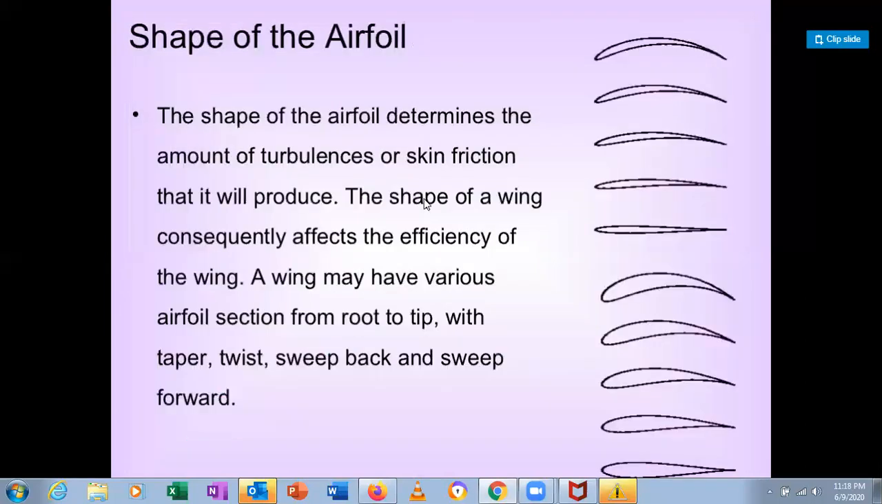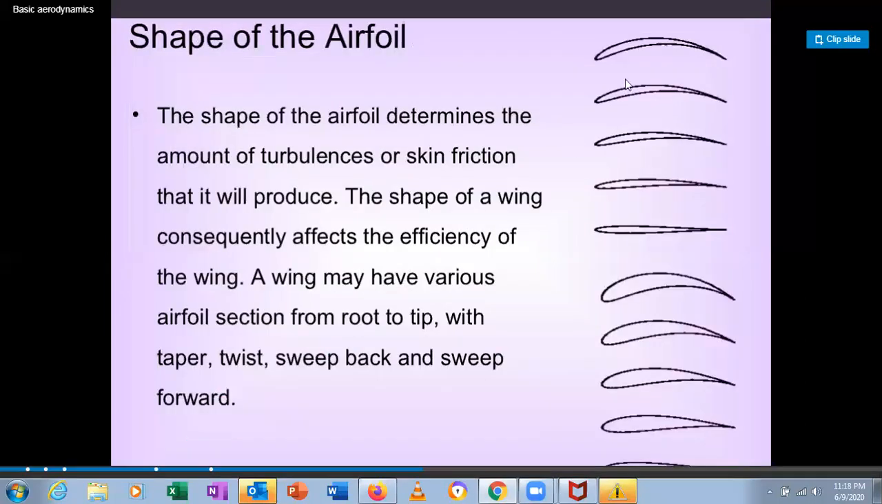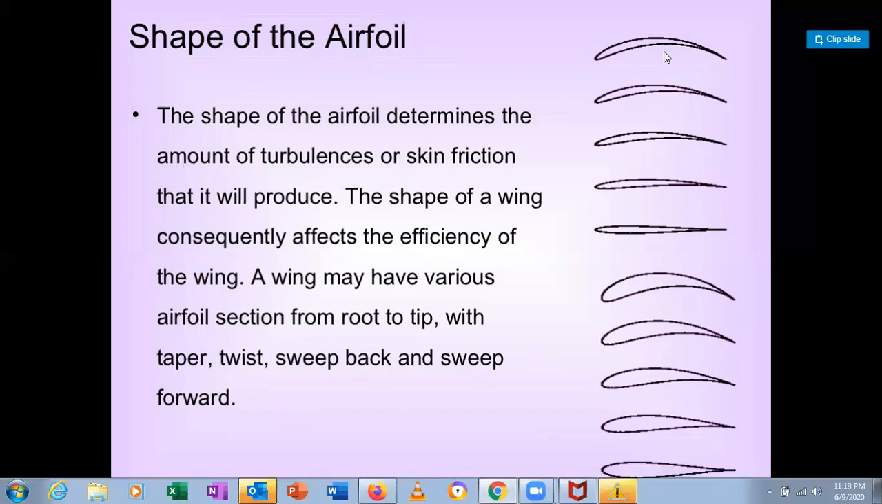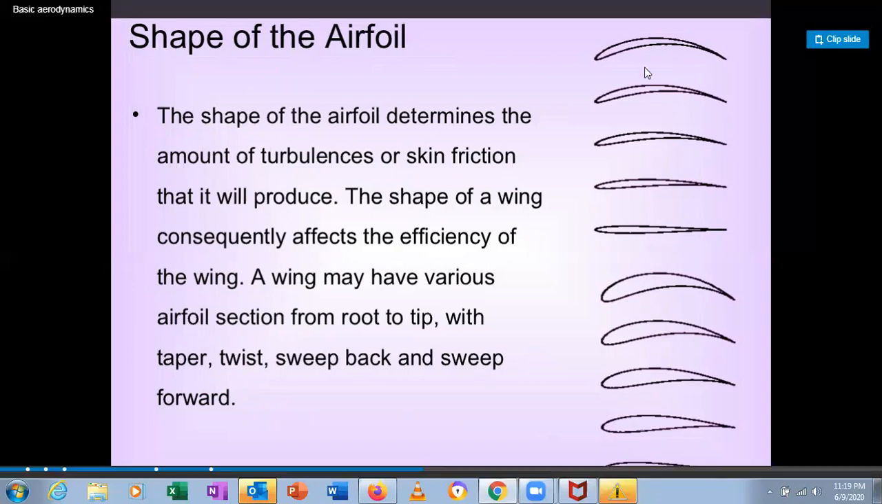And we can see the shape of the airfoil. This again we'll learn in airfoil selection. The shape of the airfoil determines the amount of turbulence or skin friction that will be produced. The shape of the wing consequently affects the efficiency of the wing. So a wing may have various airfoil sections from root to tip with a taper, twist, sweep back, and sweep forward. We'll learn in detail there.